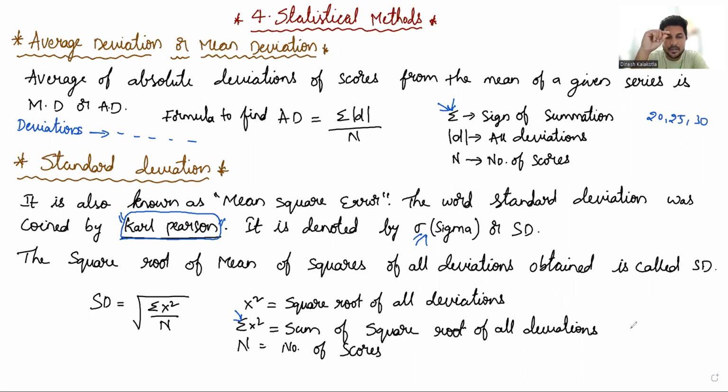So 64 plus 81, and the square root of (64 plus 81) by n. That is how you get the standard deviation. So this is the formula, and that is the meaning of standard deviation. With this, we are done with the measures of variability.